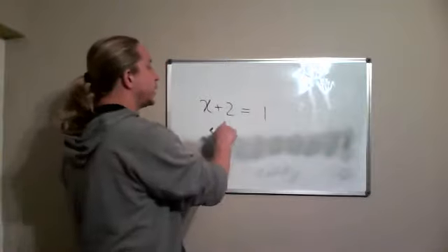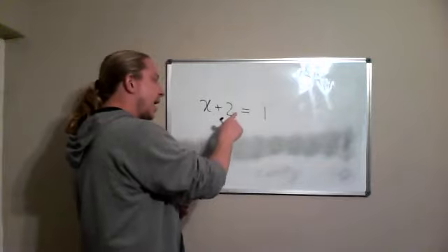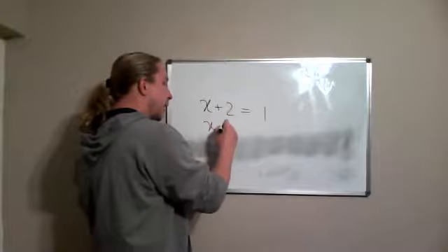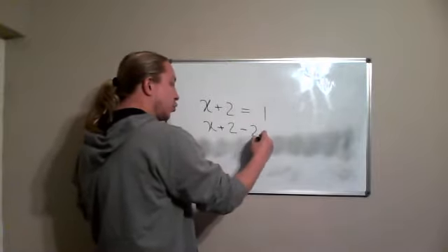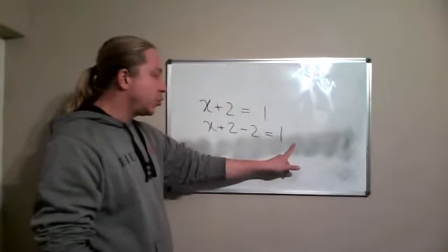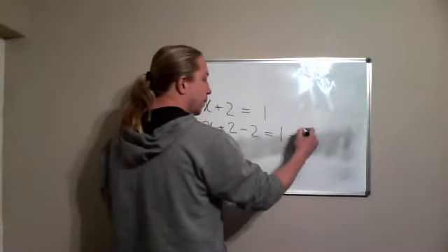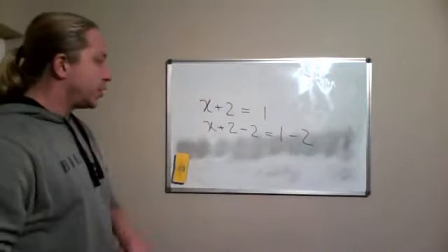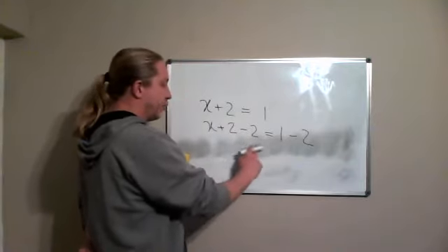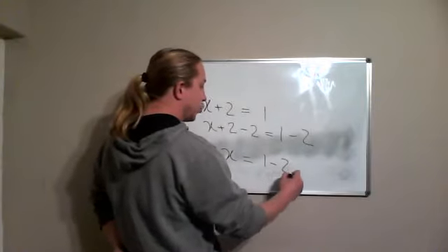So what we're doing is adding an additive inverse to each side. Here, the additive inverse of positive 2 is negative 2. So we have x plus 2 minus 2 equals 1. But whatever we do to the left, we must do to the right, so we have to subtract the 2 from here as well. Do you see what happens? This 2 minus 2 disappears and becomes a 0. So essentially we have x equals 1 minus 2.